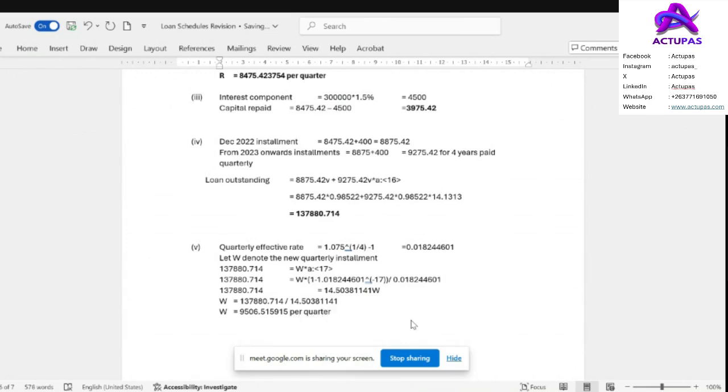Okay, that brings us to the end of the question. So this is how you compute questions on loan schedules in an exam.